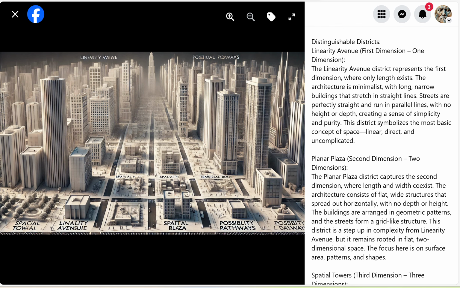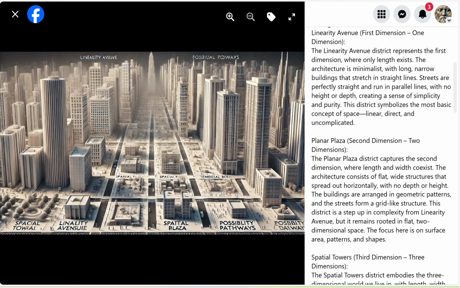Symbolism. The district embodies purity, simplicity, and the linear flow of thought or existence, drawing the observer to reflect on the beauty of the most elementary forms.